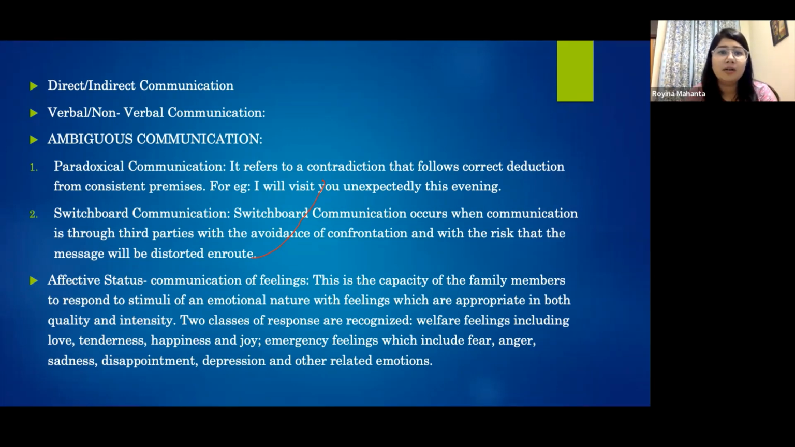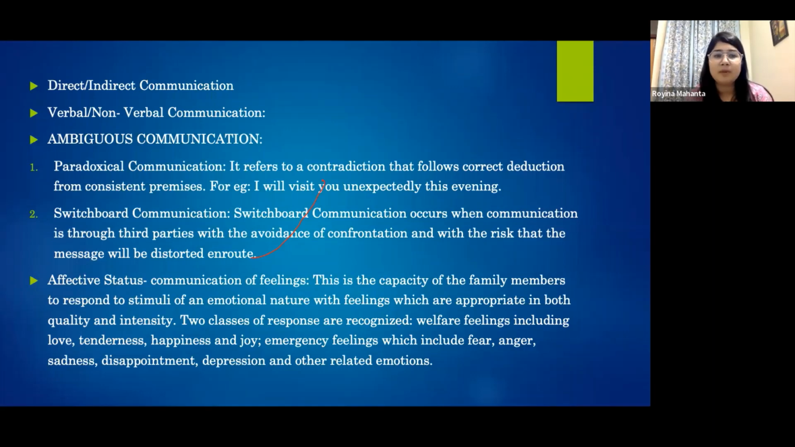Then we will be talking about affective status. So affective status basically means the capacity of the family members to respond to stimuli of an emotional nature with feelings which are appropriate in both quality and intensity. So healthy families usually share both welfare feelings, which include love, tenderness, happiness, and joy, as well as emergency feelings, which include fear, anger, sadness, disappointment, depression, and other related emotions.